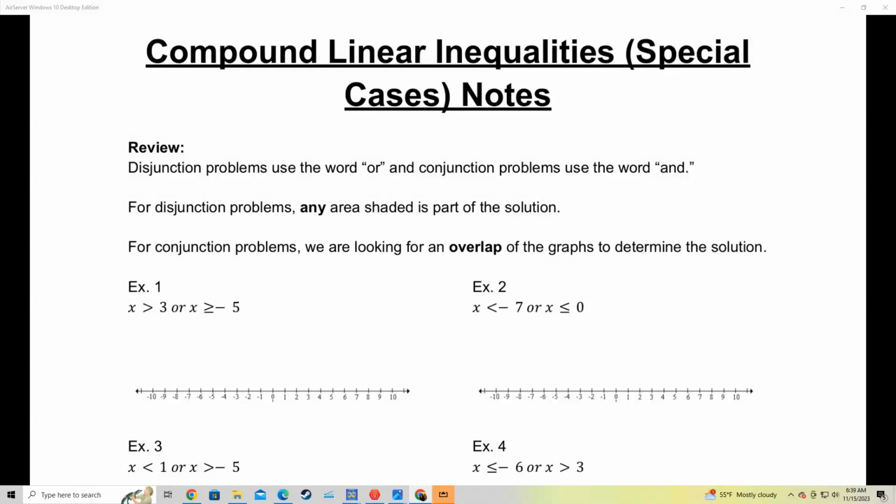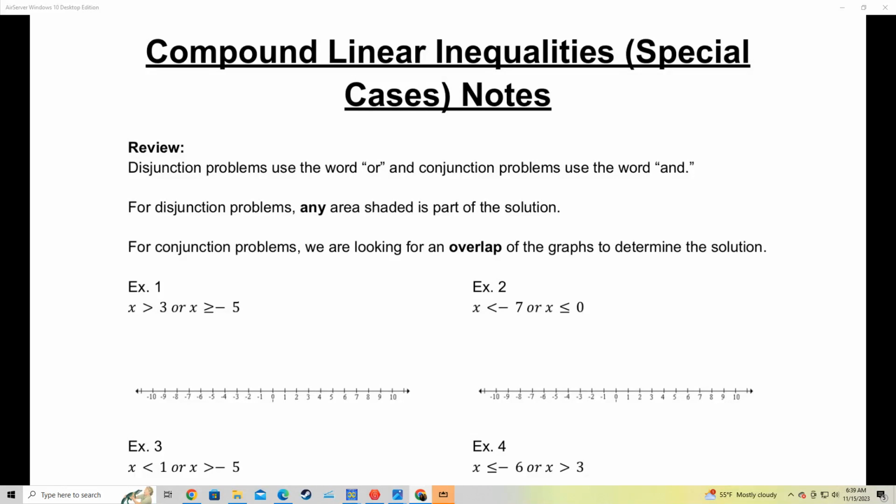All right, our video today is going to be on compound linear inequalities, but this time with special cases. So just to review, a disjunction problem uses the word or, and conjunction problems use the word and. For disjunction problems, any of the shaded regions is going to be part of your solution. And for conjunction problems, we're looking for an overlap of the graphs to determine their solution.